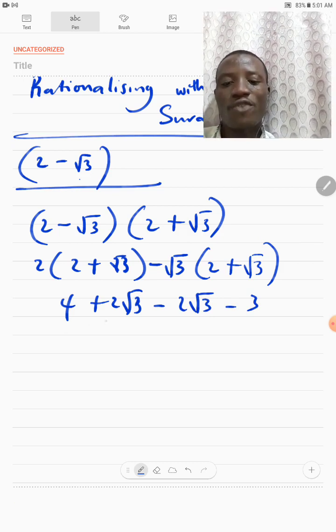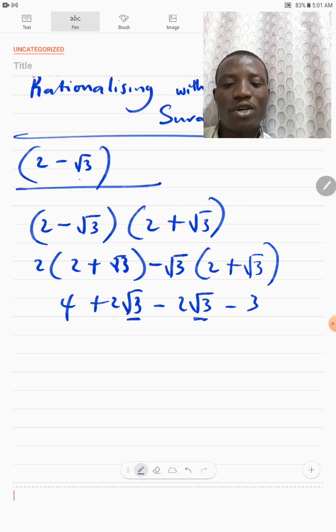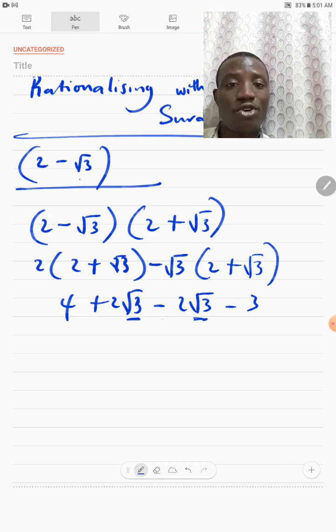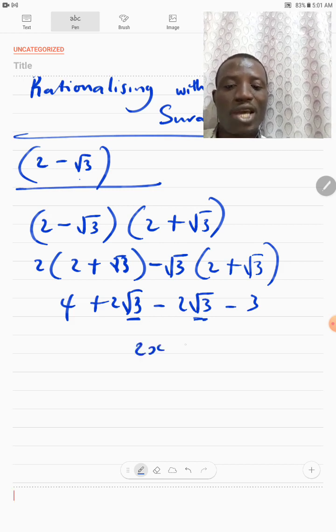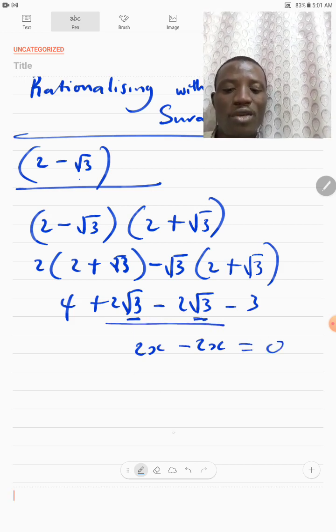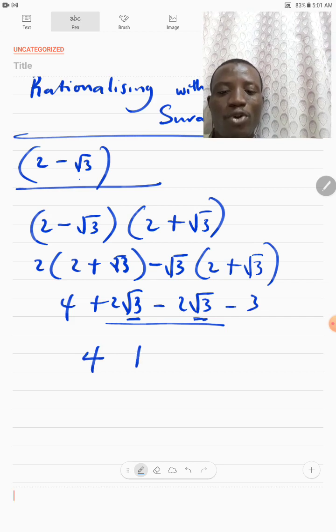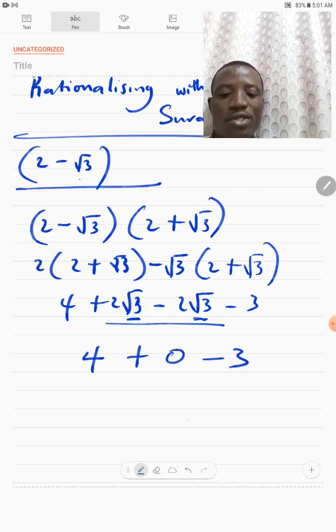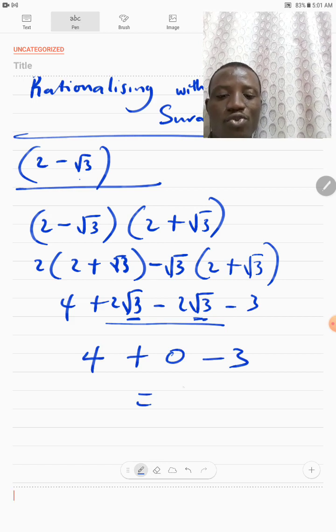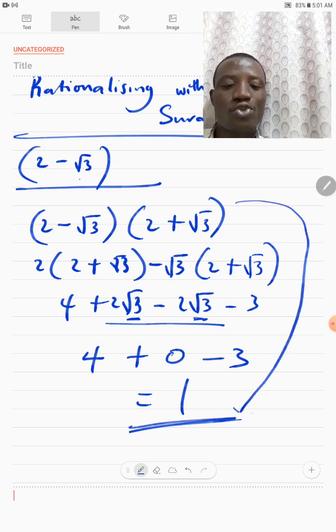Okay, so if you look, this is the same root, this is the same root, so we can combine them, and that will be 2 root 3 minus 2 root 3. It's just like saying 2x minus 2x. Of course, this will be 0. So definitely 2 root 3 minus 2 root 3 will also give me 0. And that makes it easier. That will be 4 plus, this will result to 0 minus 3. And my answer will be what? Equals to what? 1. 4 plus 0, 4 minus 3, that will be what? 1. So we have been able to turn this to what? A rational number.